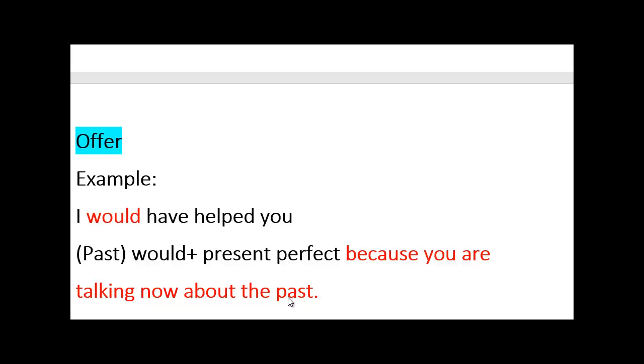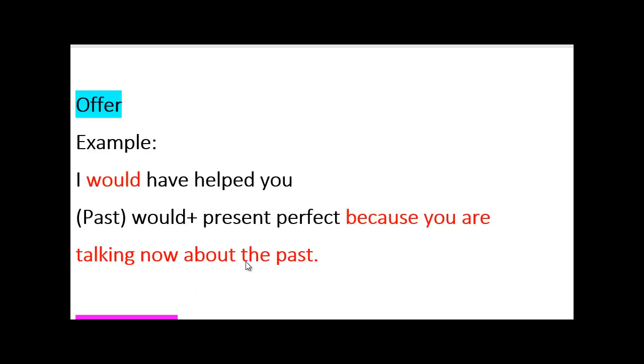You got that? So when you moved house, why didn't you call me? I would have helped you, okay? So you already moved. You already did it. You called a company or something to move house, but why didn't you call me? So I would have helped you, just to show that you were willing to help, but the event already passed, okay? So we're talking about the past because we're using would. At the same time, have helped is present perfect. It's a combination here of past and present perfect, okay?